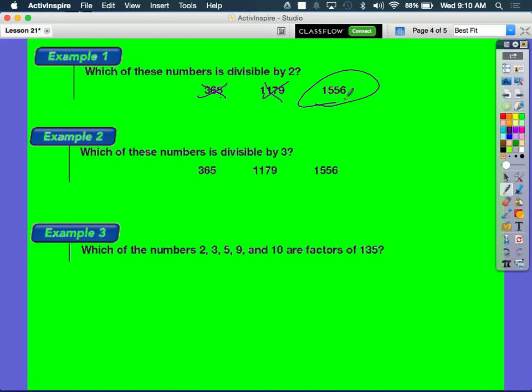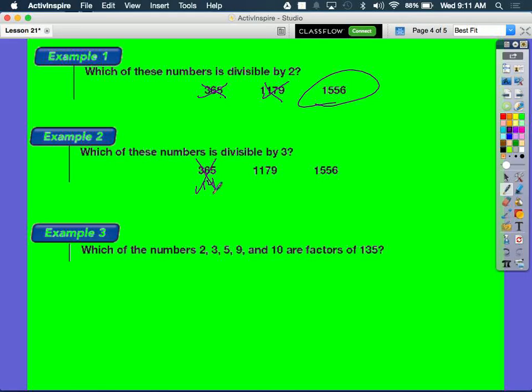So for example 2, it says which of these numbers is divisible by 3. So now we have to do a little more work. We have to add up our digits, and if that number is divisible by 3, the whole number is divisible by 3. So 3 plus 6 is 9, plus 5 is 14. 14 is not divisible by 3, therefore 365 is not divisible by 3.